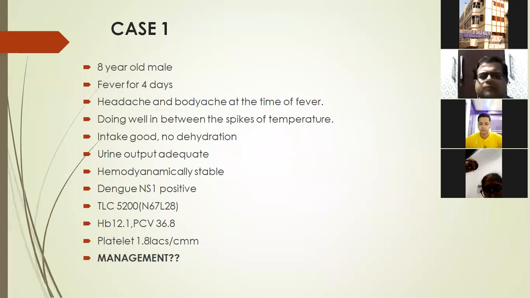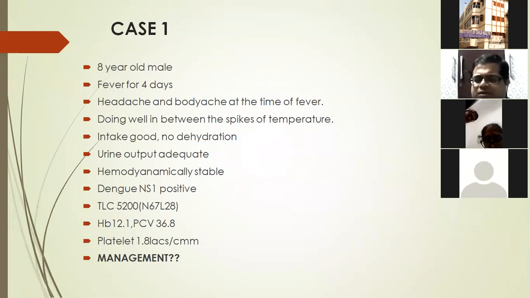This is an 8-year-old male who came to the emergency with a fever for 4 days. There was a headache and body ache at the time of the fever, but he was apparently doing well within the spikes of temperature. Intake was good. There was no dehydration. Urine output was adequate. The mother told that he passed urine almost 6 times in the last 24 hours. He was hemodynamically stable, meaning warm, well perfused, pink, pulse volume good, CRT less than 3 seconds, blood pressure normal. We got an outside blood report, which revealed dengue NS1 positive, total count 5,200, hemoglobin 12.1, PCV 36.8, platelet 1.8 lakhs per cubic millimeter.